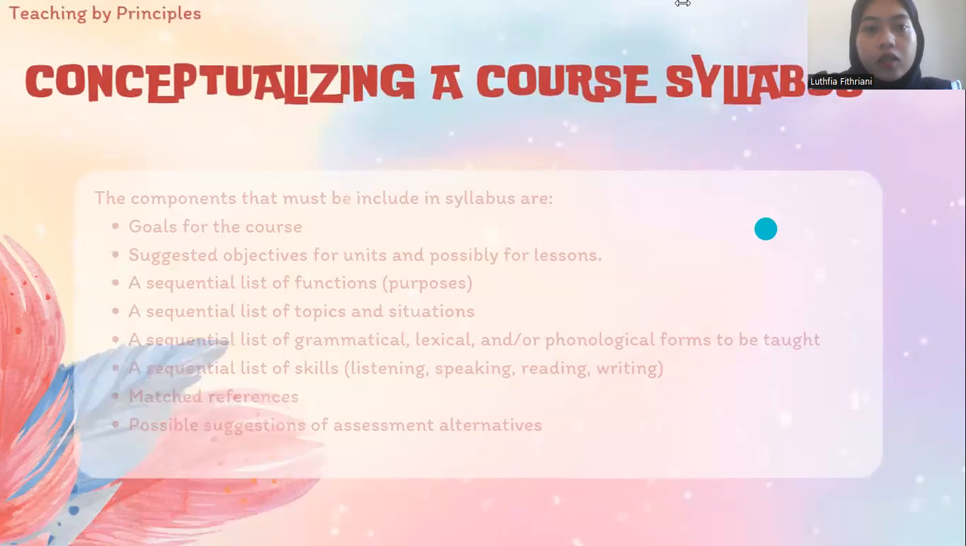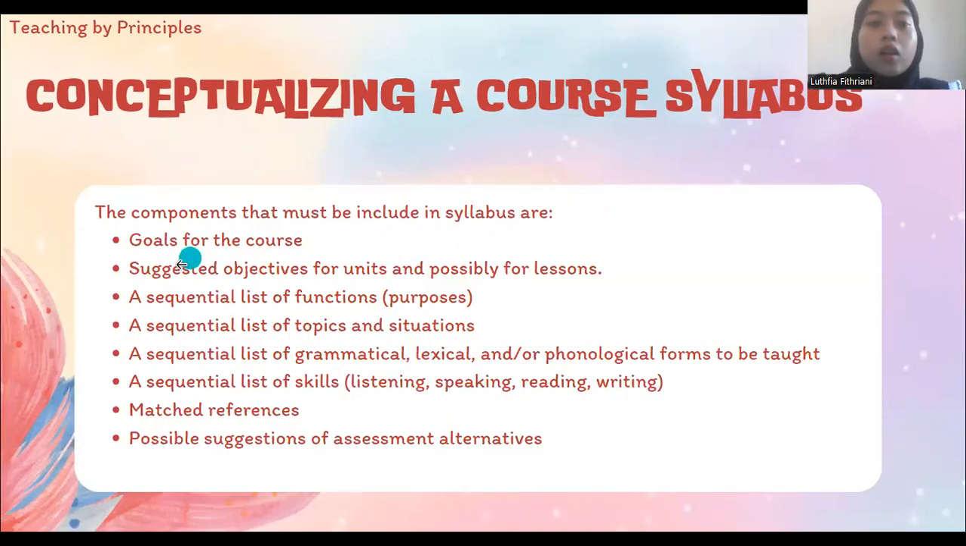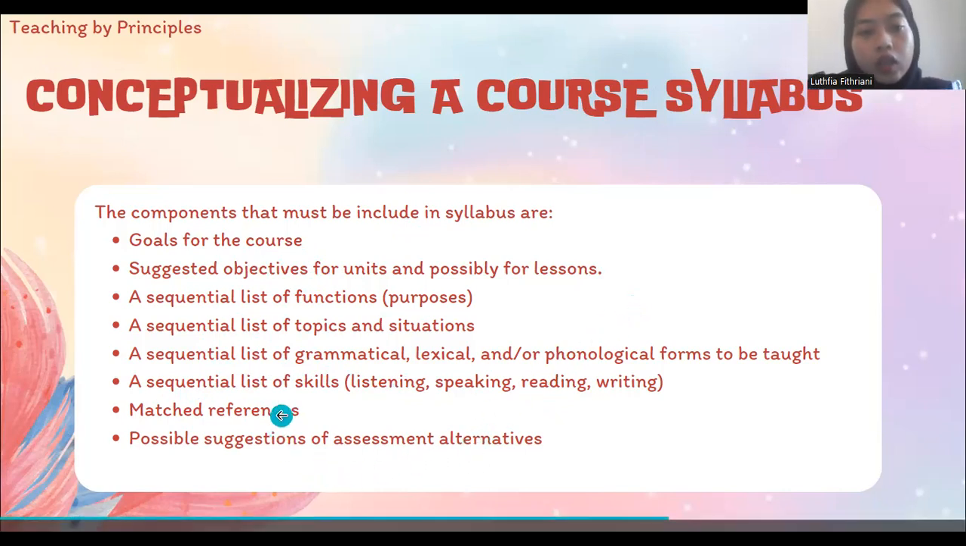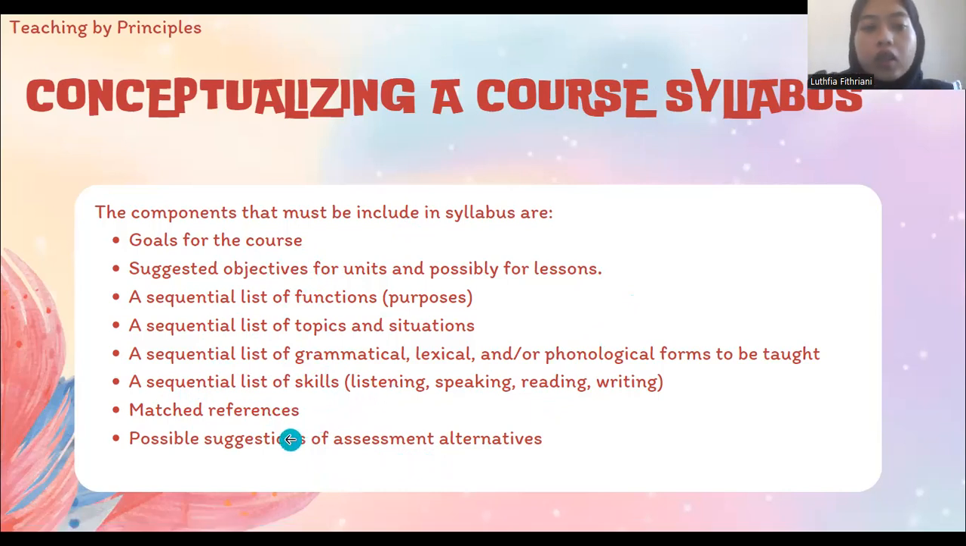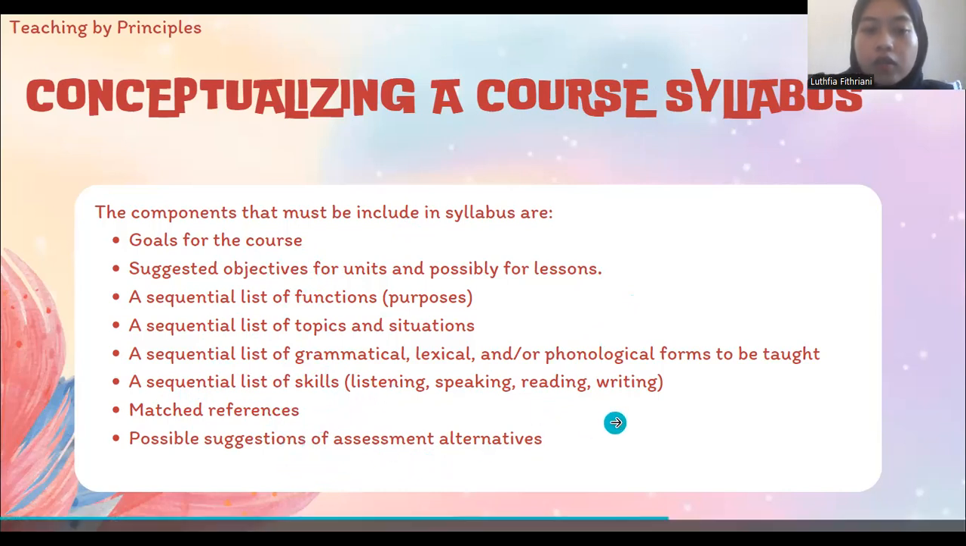The next is conceptualizing a course syllabus. The components that must be included in a syllabus are goals for the course, suggested objectives for units and possibly for lessons, a sequential list of functions, a sequential list of topics and situations, a sequential list of grammatical, lexical, or phonological forms to be taught, a sequential list of skills including listening, speaking, reading, and writing, and reference and possible suggestions of assessment alternatives.